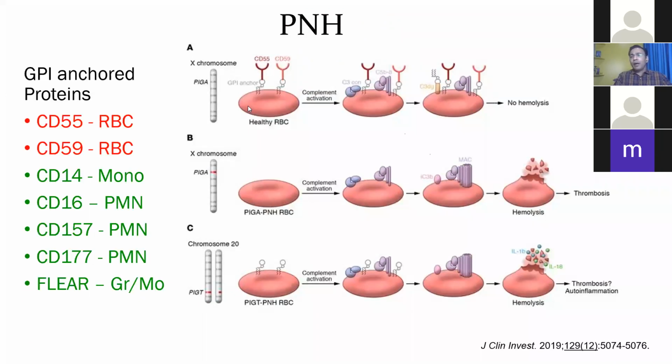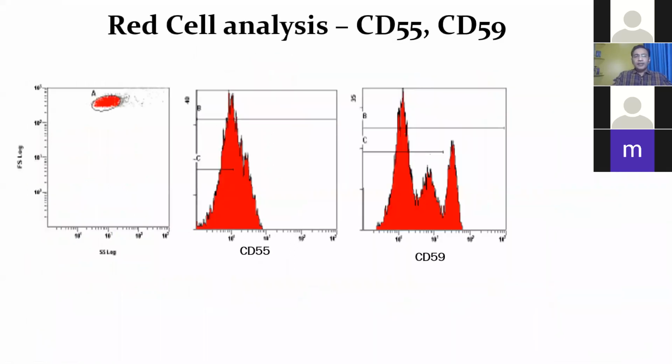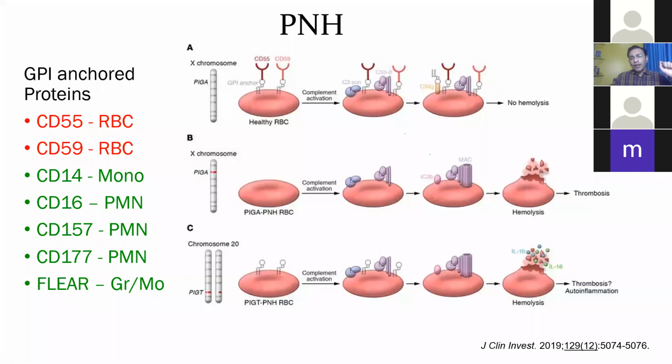What are the abnormal markers or anchor proteins we commonly use? There is a big list of GPI anchor proteins, but these are the common ones. For RBC we use CD55 and CD59. And for WBC, we use CD14, 16, 157, 177, but FLAER is the most commonly used. What is FLAER? FLAER is basically a fluorescently labeled toxin, aerolysin toxin derived from bacteria.